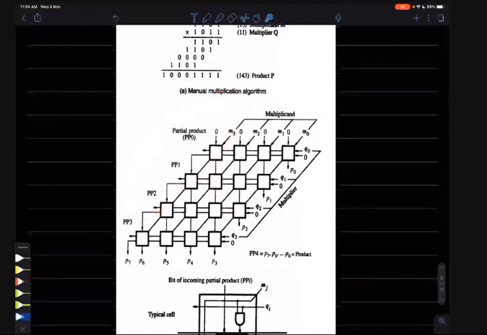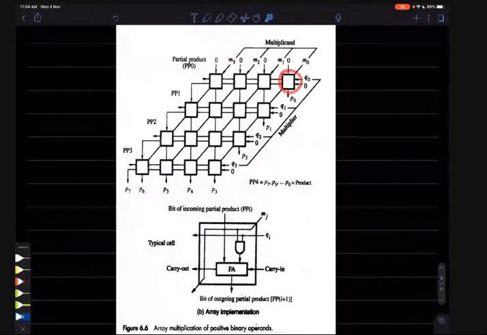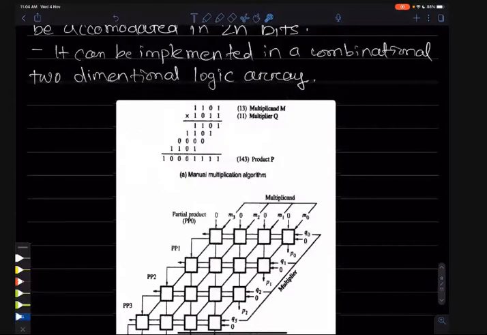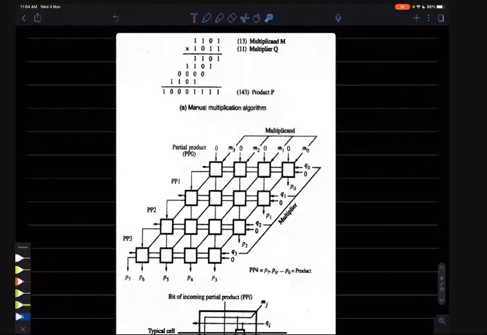So what are these boxes? Each box contains an AND gate and a full adder, one adder circuit and one AND gate. Why one AND gate? Because when we are doing multiplication of 2 bits, it is nothing but the AND operation. Multiplication is nothing but the AND operator.